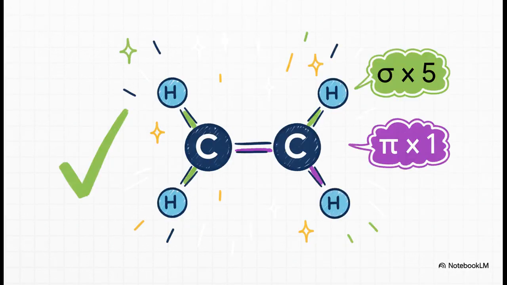So did you get it? The answer is 5 sigma bonds and 1 pi bond. Let's see how. There's 1 sigma bond between the two carbons, then 4 more sigma bonds for each of the hydrogens. That's 5. And the second bond in the double bond, that's our 1 pi bond. See? You got this. Well done.